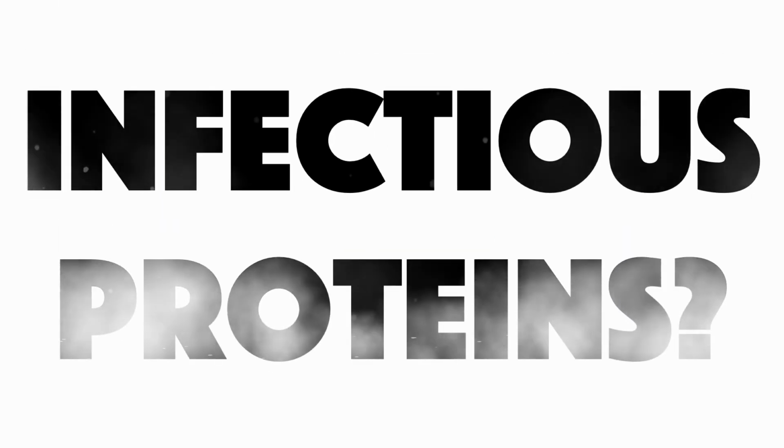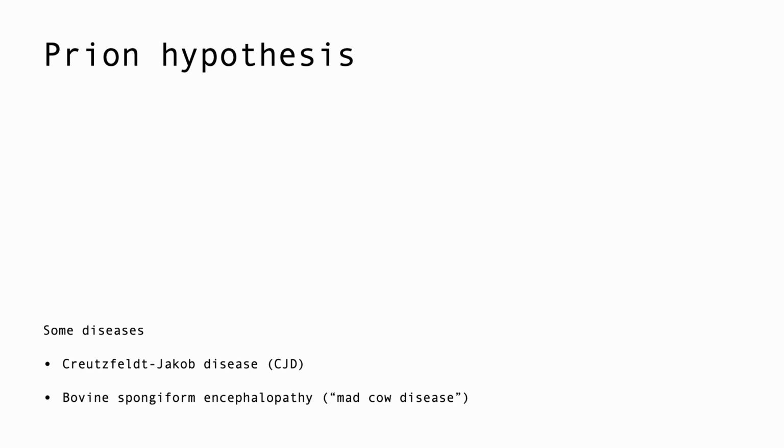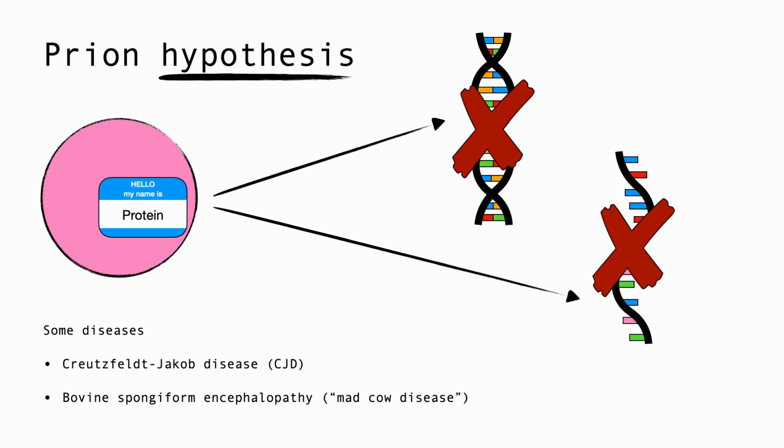Many people are aware that bacteria or viruses can cause diseases, but what about infectious proteins? The Prion hypothesis proposes that some diseases, such as Creutzfeldt-Jakob disease and bovine spongiform encephalopathy, which is also referred to as mad cow disease, are caused by only a protein with no DNA and no RNA. There's now a lot of evidence to support this hypothesis, but it is not indisputable.